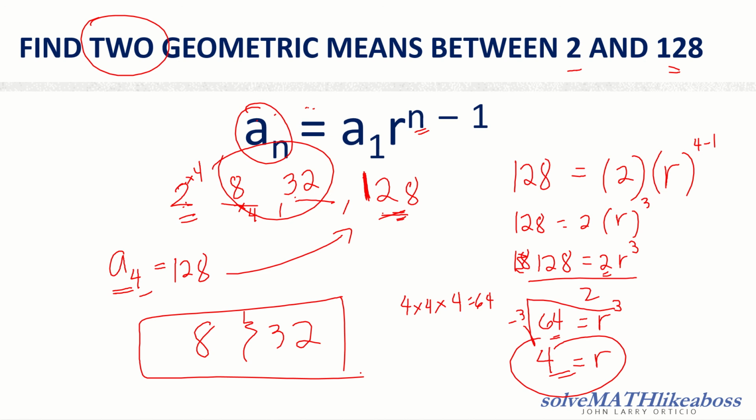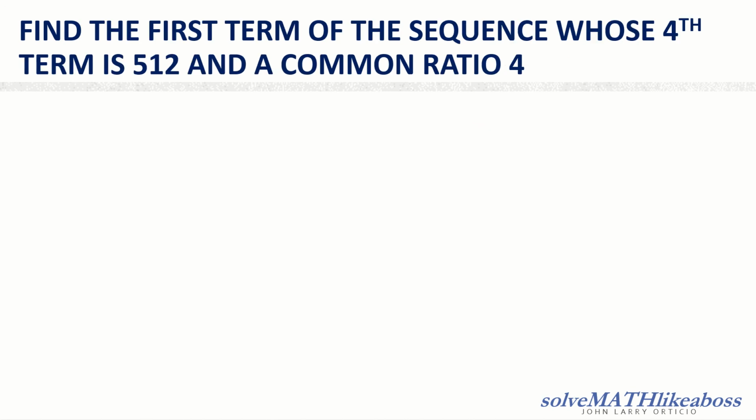Okay? Next. Find the first term of the sequence whose fourth term is 512 and a common ratio of 4. Dito, binigay naman yung common ratio. Tapos, hinahanap ang first term. So, same formula pa rin yun. Yan, binigyan ko kayo ng lahat ng case na nawawala.